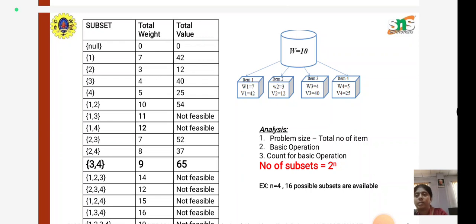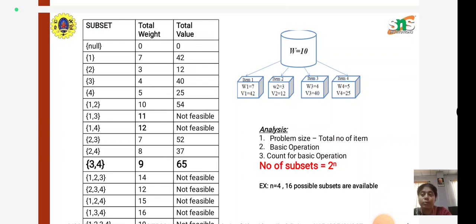Now initially we don't have any weight, so we don't have any value in the bag. The main aim is to take weight less than or equal to the maximum capacity of the knapsack, that is 10, and the value should be as high as possible. Initially we have no items, so no value. If I take one element, then it is weight 7 and value 42. The second element alone is weight 3 and value 12. The third and fourth single elements are given in the same fashion.